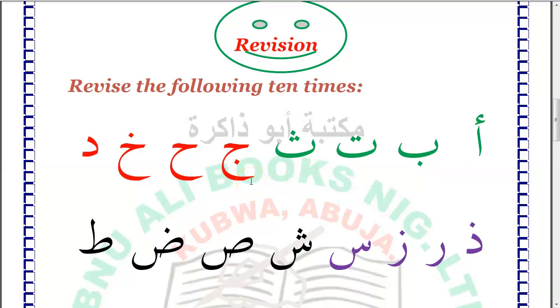Okay, the next is Jimun. Jimun, Ha'un and Kha'un, they share the same shape. However, Jimun has one dot written below it, and Ha'un has no dots, and Kha'un has one dot written on top of it.